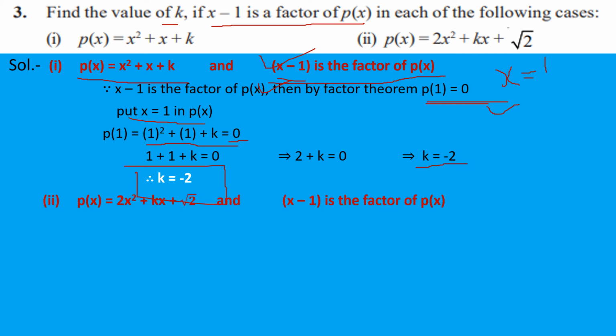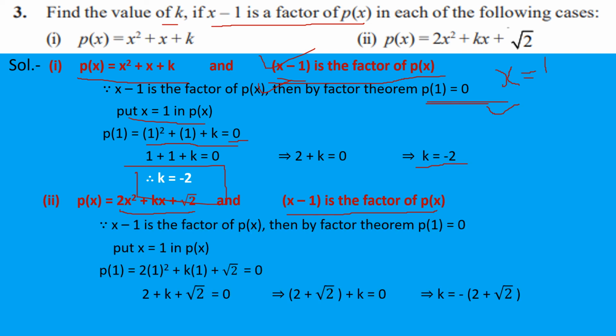Now let's see the second part. In the second part, p(x) is equal to 2x square plus kx plus root 2. And again, x minus 1 is a factor of p(x). It is already given. So what is the 0 of x minus 1? x is equal to 1. So we will put 1, and by the factor theorem p(1) is equal to 0.